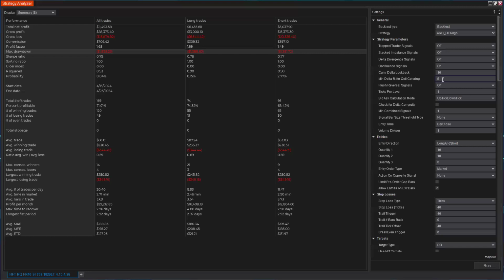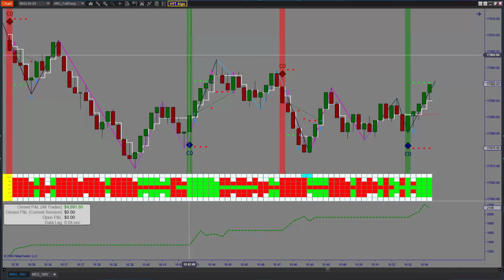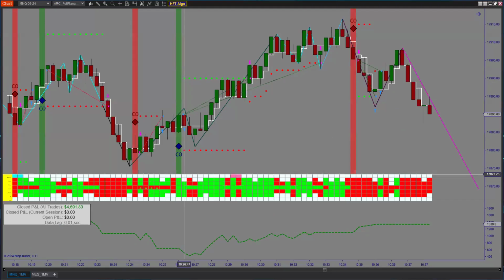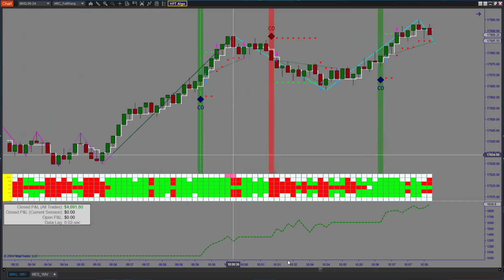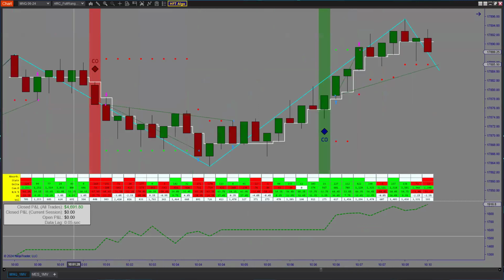Okay, so we've got 5 as the minimum cell coloring, meaning in order to get a confluence signal, I need 5%. Now I do need to show you one other thing before we dive in. I'm sorry. Here. Okay.